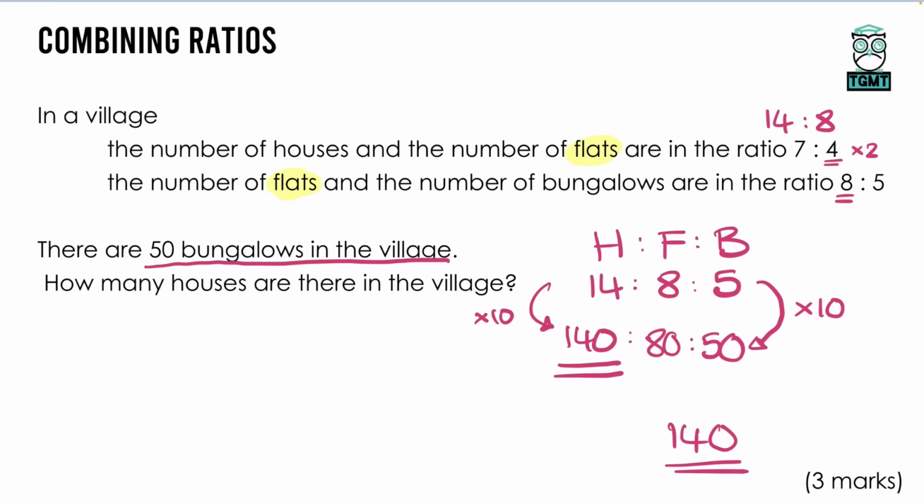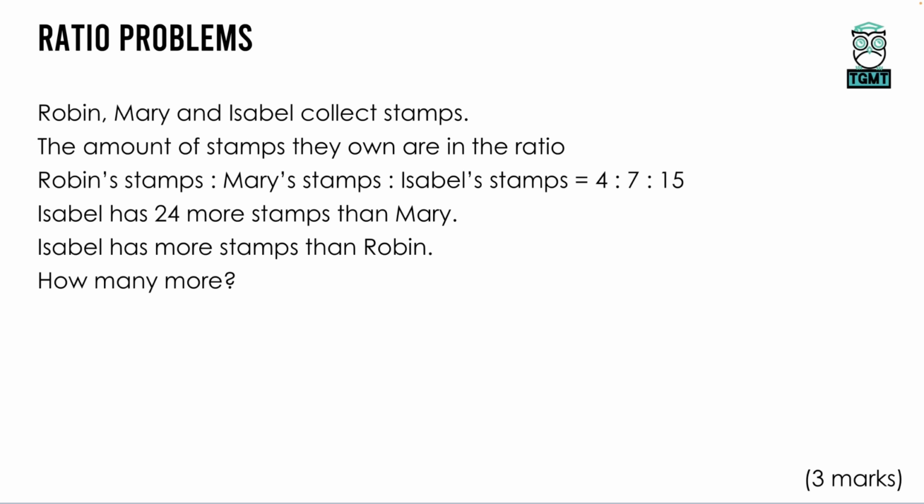Our next question is looking at a ratio problem, very similar to our previous ones, except this one is looking at where there's a difference between them. So it says Robin, Mary and Isabel collect stamps. The amount of stamps they own are in the ratio Robin stamps to Mary stamps to Isabel stamps is 4 to 7 to 15. But it says here Isabel has 24 more stamps than Mary.